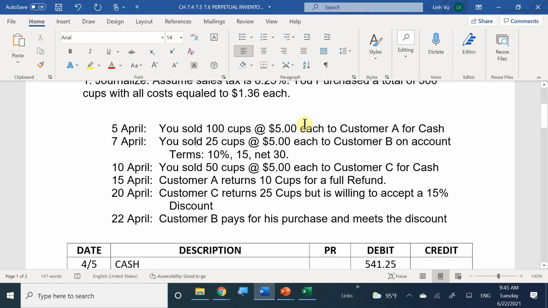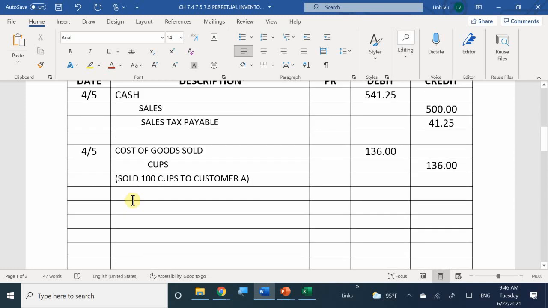So $25, 25 cups at $5 each on our account. And we gave them terms. So to customer B, we sold 25 cups. All right, so let's go ahead and start the first one. So it's April 7. How am I going to journalize this?